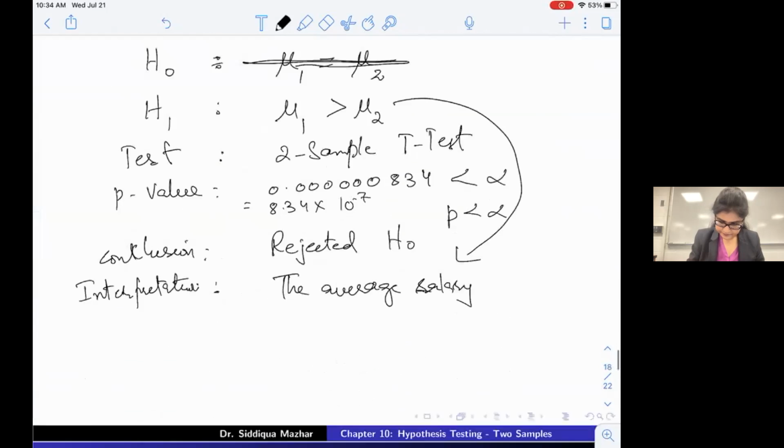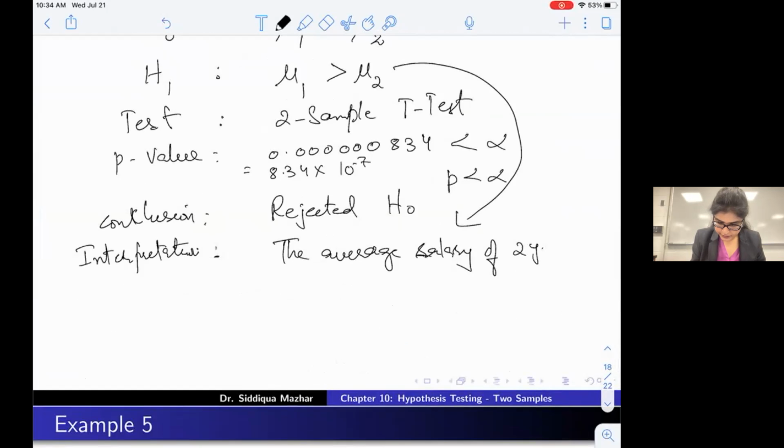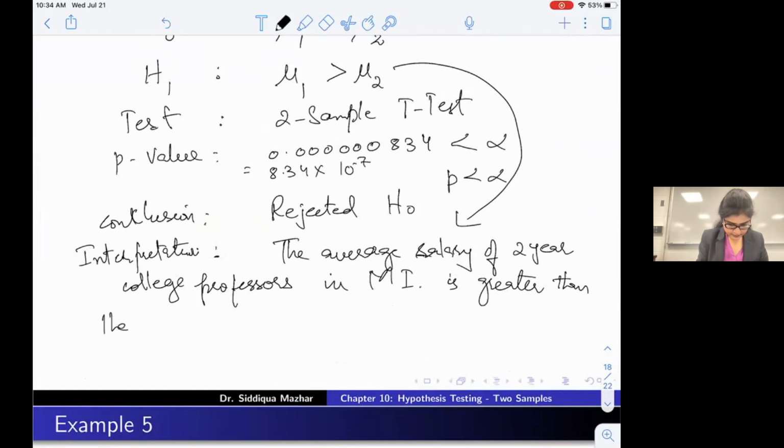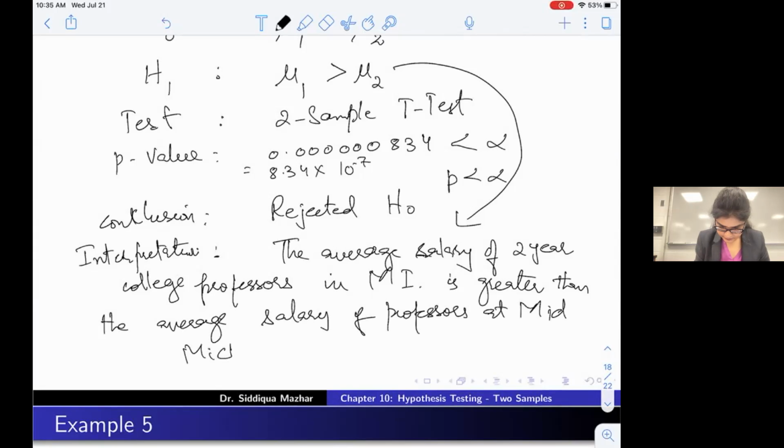Average salary of 2-year college professors in Michigan is greater than the average salary of professors at Mid-Michigan College. This is my interpretation.